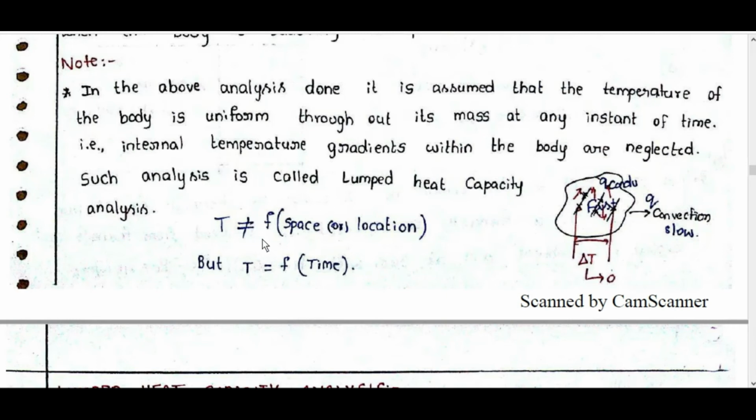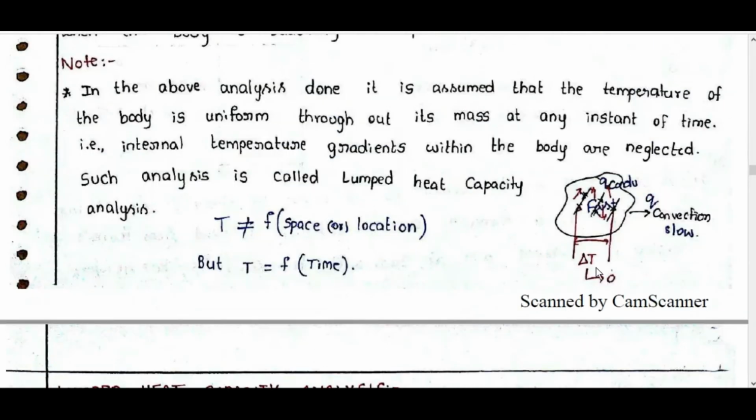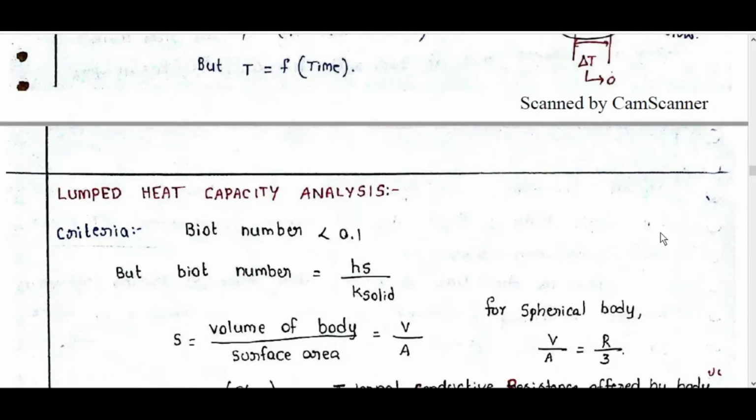T is not a function of space or location, but T is a function of only time, not space or location, and delta T is equal to 0, Q convection.